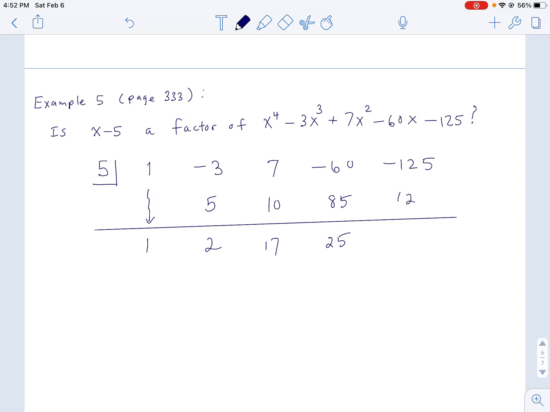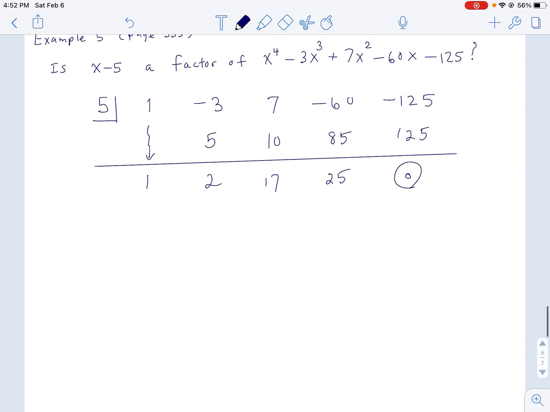Finally, 5 times 25 is 125. That's written right beneath negative 125. If I add up that last column, I get a 0. I circle it. Hey, I got a remainder of 0. Therefore, what? It means x minus 5 is a factor, right? And of course, it's a factor because the remainder was 0.